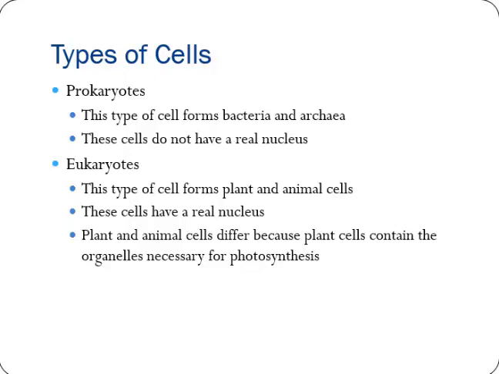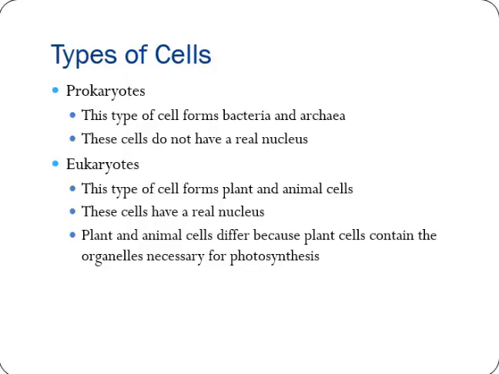The two basic types of cells are prokaryotes and eukaryotes. Prokaryotes are cells that are undeveloped. Eukaryotes are cells that are more developed. Basically, very, very basic organisms like bacteria are prokaryotes, and eukaryotes are things like animal and plant cells.